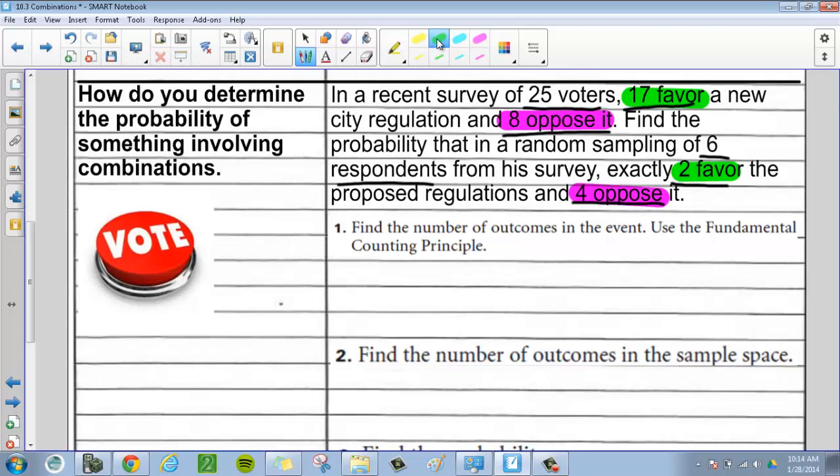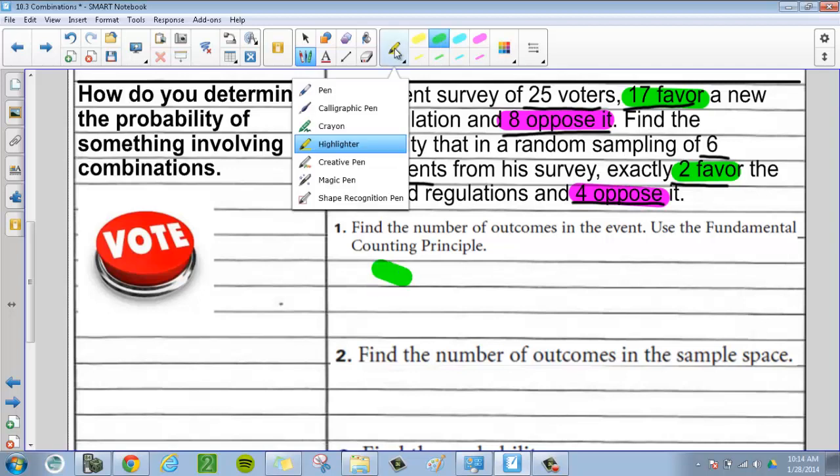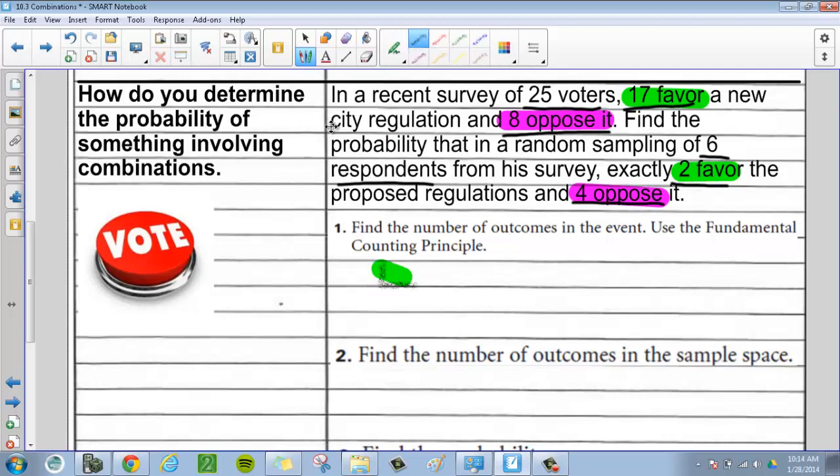So first, let's start with the 17 that favor it, but we're only choosing 2 of them. So we're going to have 2 spots for those that favor. And we want to make that green. So we're going to choose 2 that favor it, right? And since we're choosing 2 that favor it, but there are 17 that favored it, so we have 17 options for the first spot and 16 for the second. And we're going to divide that by how many times we can arrange that, which is 2 times 1.